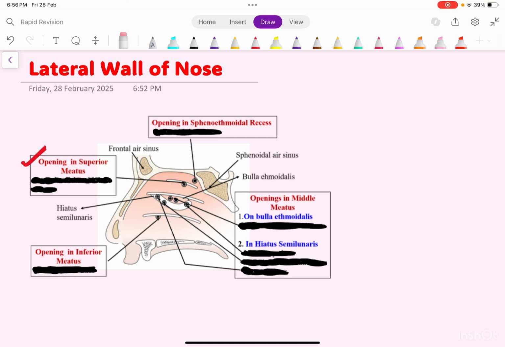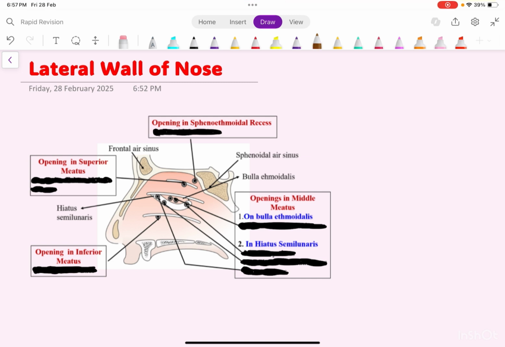Then see the bones. This is our sphenoidal air sinus, this is our frontal air sinus. This is the face. I hope you know this much. So now let's dig into the video. You should know the openings.